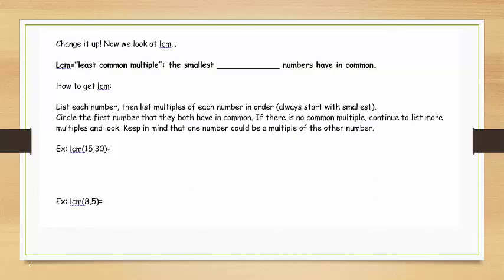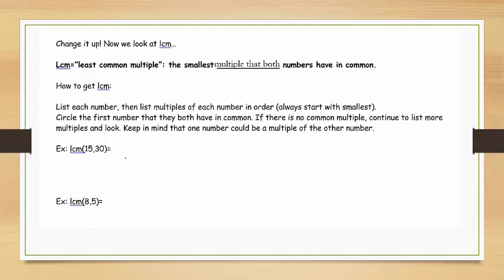Now we're going to change it up. We're going to look at LCM, which stands for least common multiple. And it's pretty self-explanatory. It's the smallest multiple that both numbers have in common. So unfortunately, there's not a really easy trick for LCM like there was for GCF. It's usually not too bad.